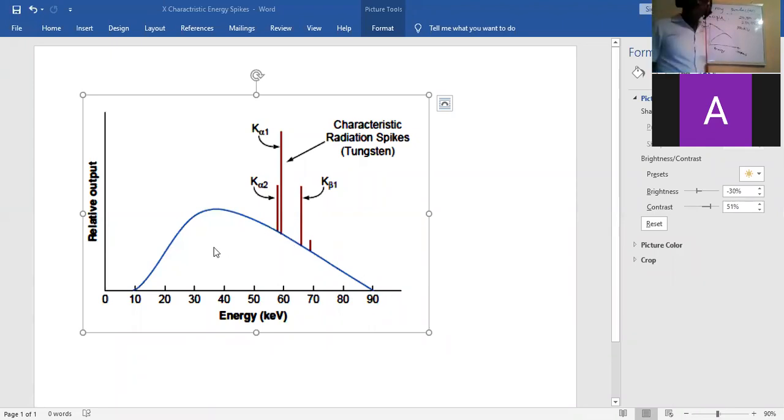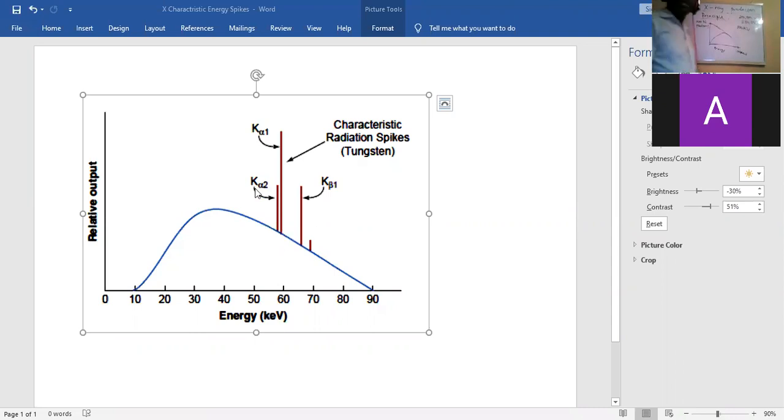Then we have some characteristic spikes here. These are the contribution due to characteristic emission. This, of course, is superimposed on the Bremsstrahlung spectrum. This one is K alpha 2, K alpha 1, and so on. They are just different portions of the characteristic X-ray.